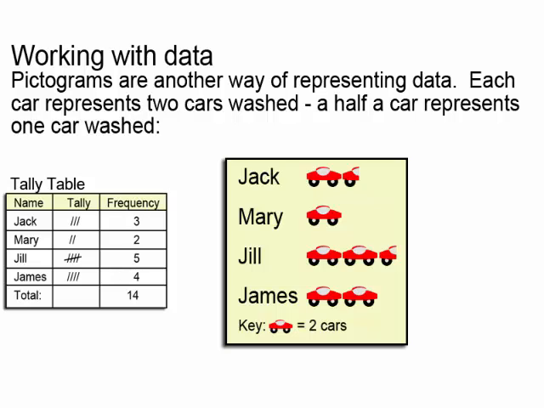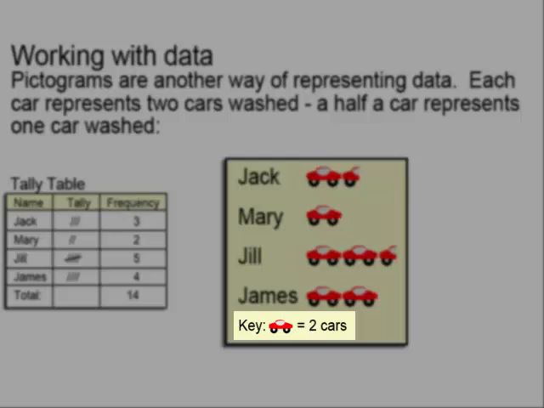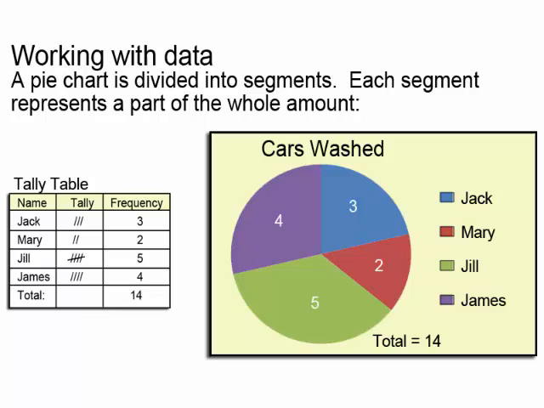In this example, the data from the frequency table has been used in a pictogram. A pictogram simply uses an image or picture to represent the data values. A pictogram always has a key, and this key helps convert the images into data values.